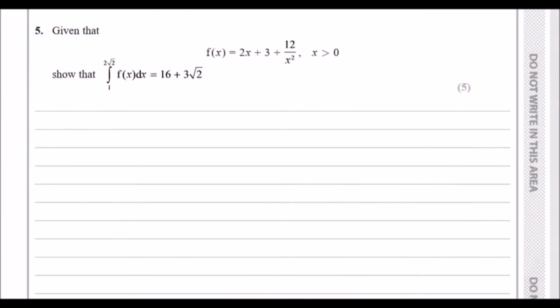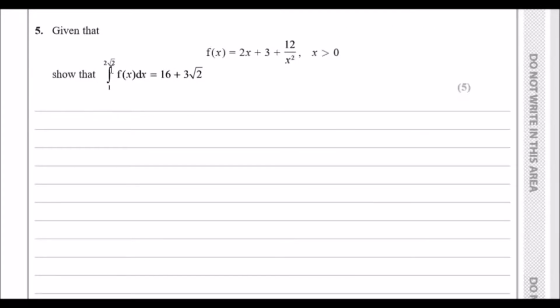Okay, number 5. Given that the function equals 2x plus 3 plus 12 over x squared, where x is greater than 0, show that when you integrate this function with these set limits, 1 to 2 root 2, you get this answer here. You get an exact answer.